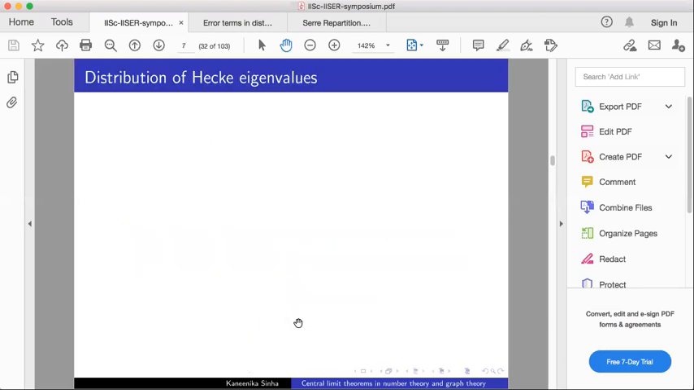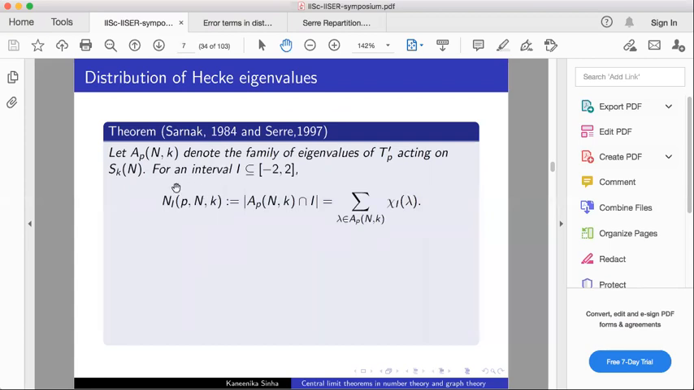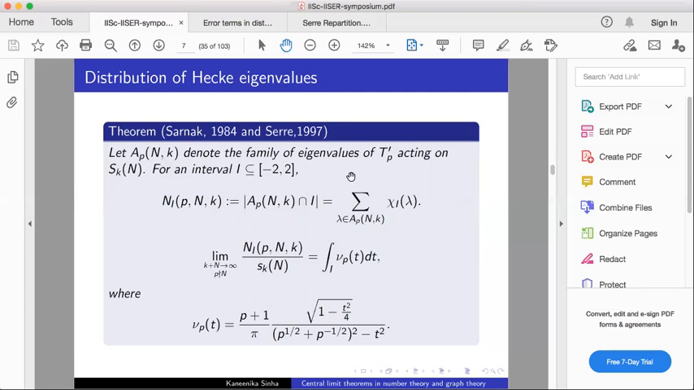So now we come to some important results about distribution of Hecke eigenvalues. One of the key results of Serre's paper, which actually goes back to previous work of Sarnak in 1984, is the following. Sarnak basically proved this result in the context of what are called primitive Maass cusp forms. But here is the result. Let us fix a prime p and let A sub p of n comma k denote the family of eigenvalues of these Hecke operators acting on S sub k of n. Serre shows that these families are equidistributed in the interval -2 to 2 with respect to a certain measure, which is actually a probability measure on the interval -2 to 2, and it depends on the prime p.